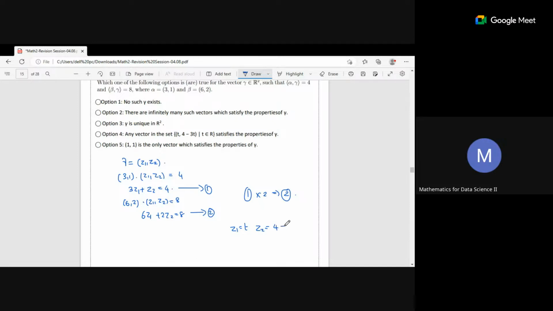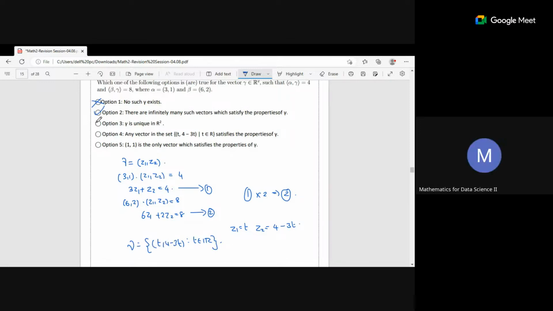4 minus 3t. So you see that your gamma is the set of all (t, 4 minus 3t), where t is in R. So this option is incorrect. There are infinitely many such vectors which satisfy the property of gamma. Is that true? Correct. So you have infinitely many vectors here.